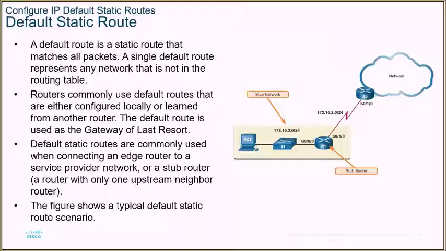Routers commonly use default routes that are either configured locally or learned from another router. The default route is used as the gateway of last resort. Default static routes are commonly used when connecting an edge router to a service provider or a stub router, a router with only one upstream neighbor router. The figure shows a typical default static route scenario. So I've pretty much already explained it.